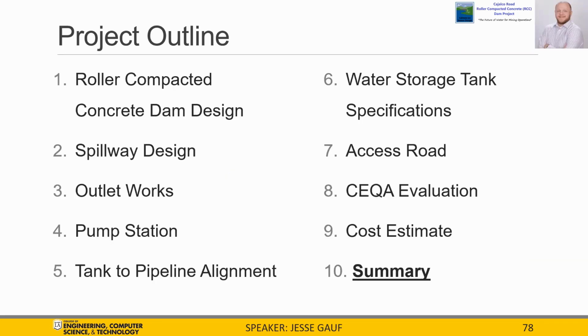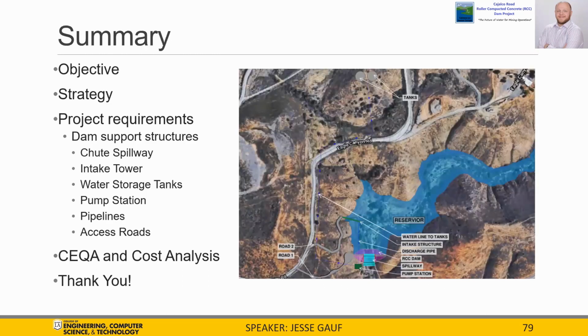Our final section of this presentation will be the summary. As stated initially, Team 1's objective for this project was to develop a new source of high-quality non-potable water by way of a roller compacted concrete dam. The team's strategy for the development of a roller compacted concrete dam was to take a comprehensive approach in understanding all the necessary obstacles that would potentially occur with a project this size.